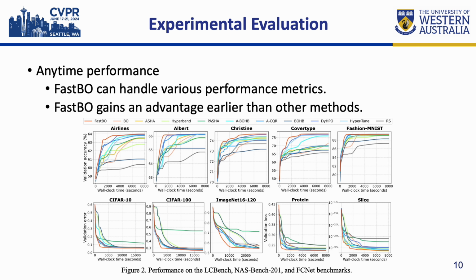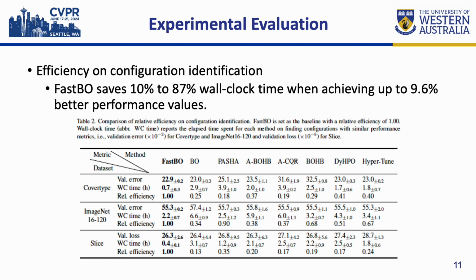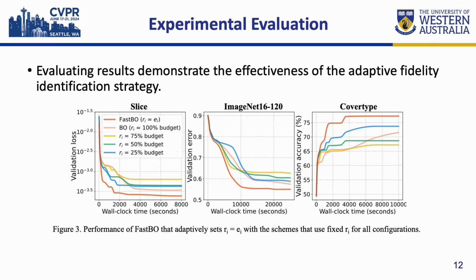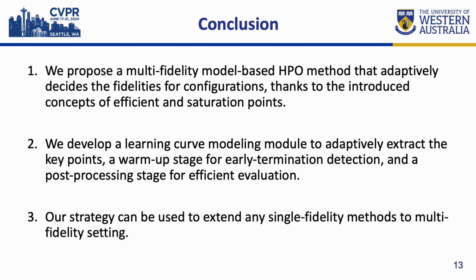Our experiments were conducted among 11 baseline methods, and we showed that FastBO can handle various performance metrics and show strong anytime performance. It gains an advantage earlier than other methods. And results also show that FastBO saves 10 to 87% time when achieving better performance values. We also conducted experiments to show the effectiveness of the adaptive fidelity identification strategy.